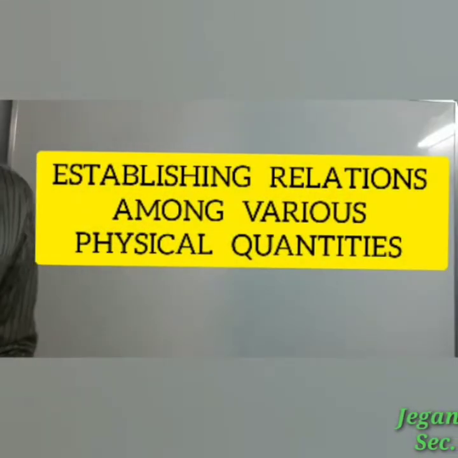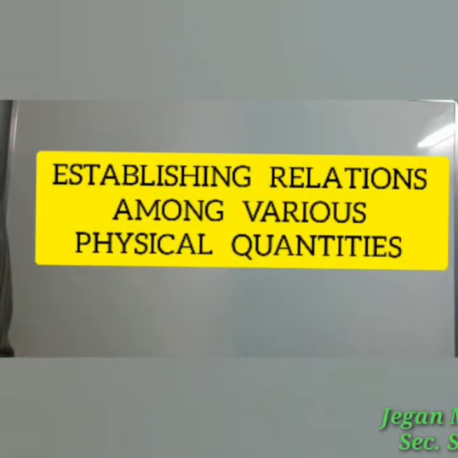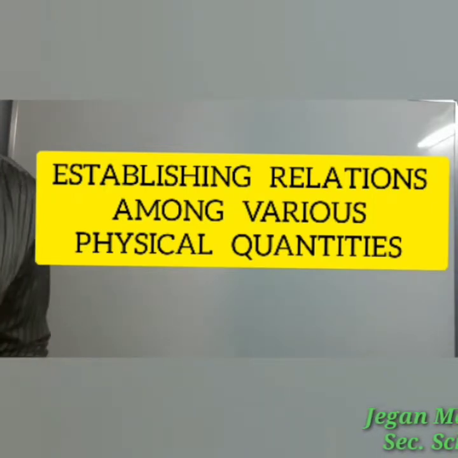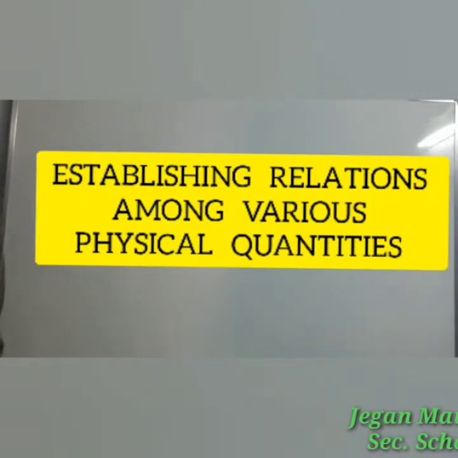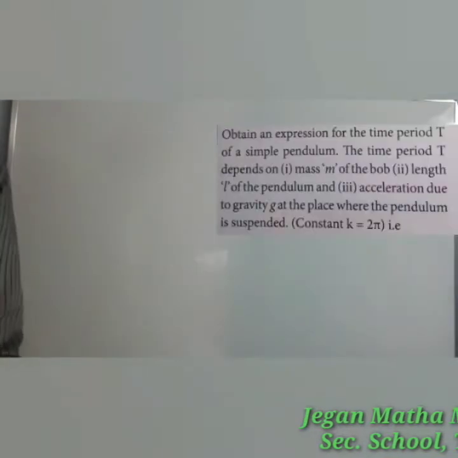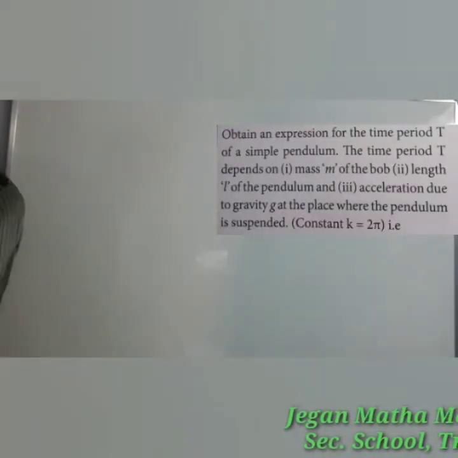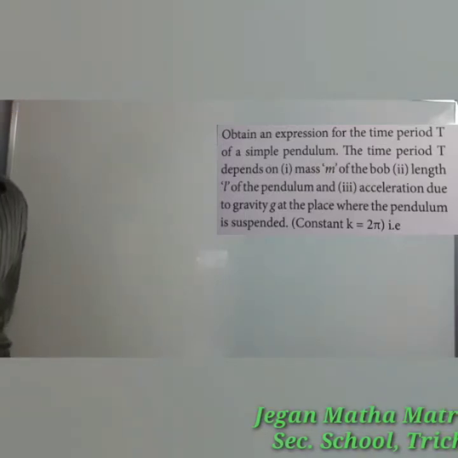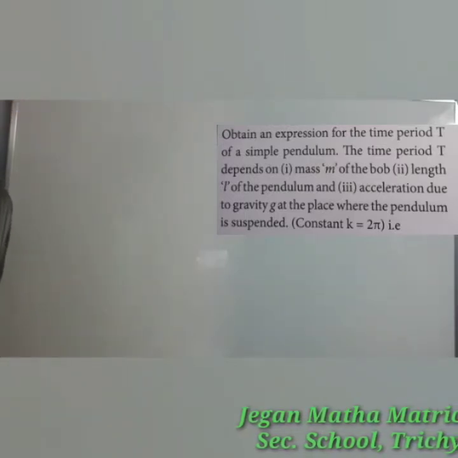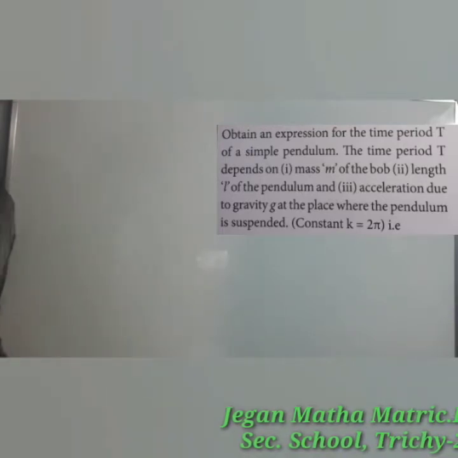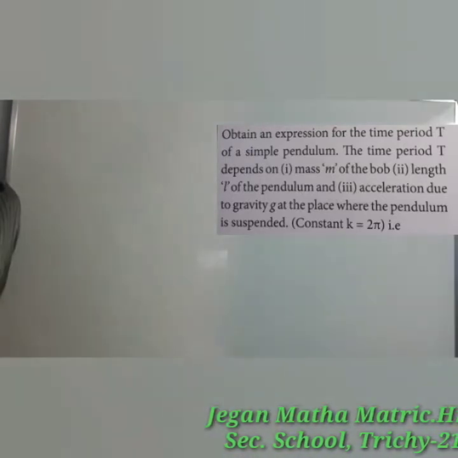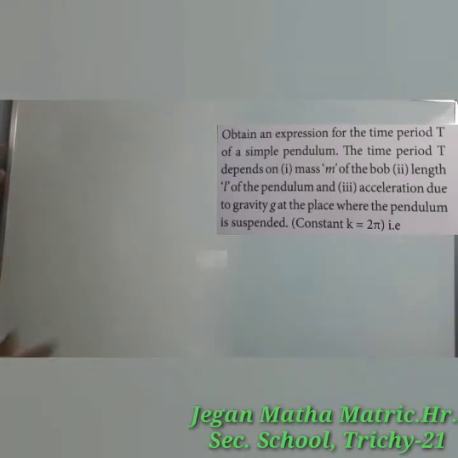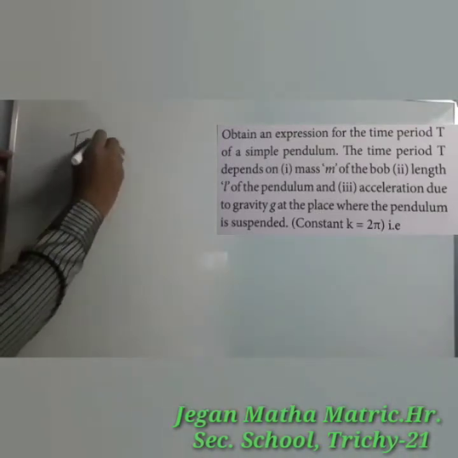Hello students, in this video we are going to discuss the third use of dimensional analysis, that is establishing the relation among the various physical quantities. In example 1.15, they ask for the expression for the time period of a simple pendulum. The time period T depends on three quantities.